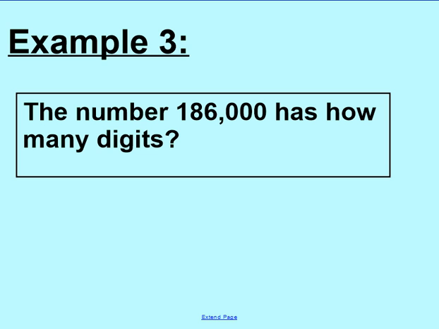So I want you to take a look at example 3. It says the number 186,000 has how many digits? I don't need to look at this number and figure out which place value it holds. All I need to do is underline each digit or place a little arrow, whichever helps you, or put an X over each one. How many underlines do I have? I have 6.